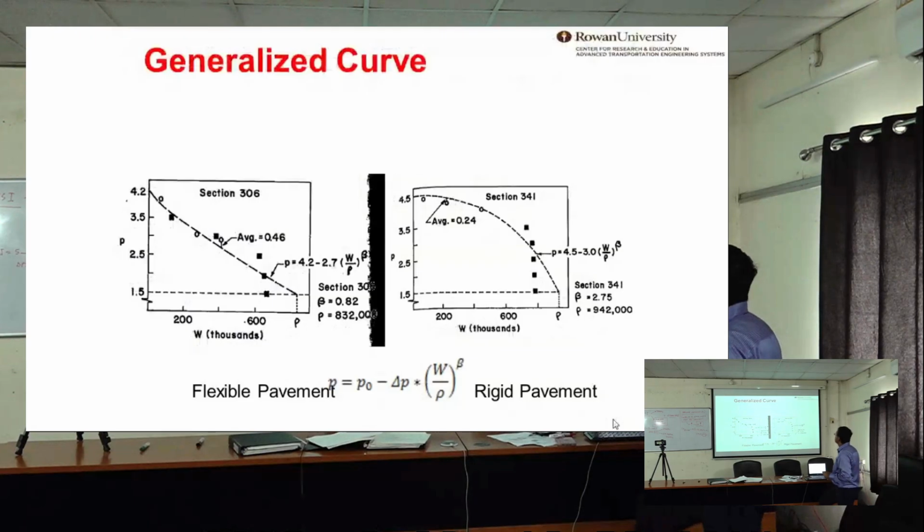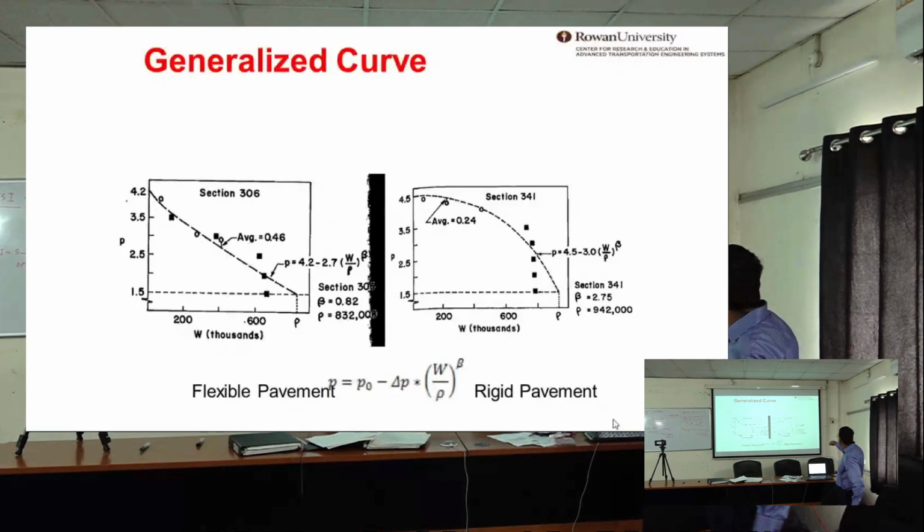All right, let's look at the generalized curve. P is the serviceability index. Right here, that is the curve, 4.2 minus 2.7, this is section 305. Beta is the fit they provided, and rho here is 132,000 passes. So right here, they have fit that from 4.2 to 2.7, that's this equation right there.